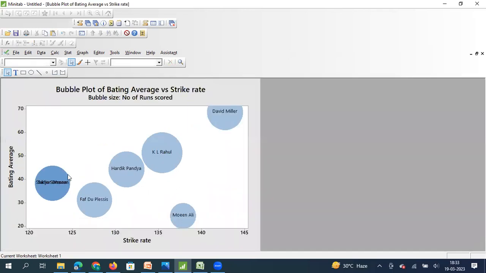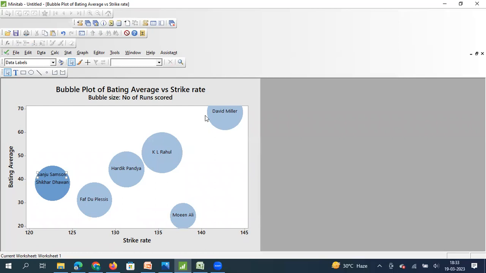So in this bubble chart, if you see, there are two batsmen literally overlapping. Shikhar Dhawan and Sanju Samson, their bubbles are almost overlapping. And if you see the other players, the size of the bubble differs. The size of the bubble represents the number of runs they have scored. And as the bubble gets closer and closer to the far right on the x-axis, his strike rate is high. And as the bubble gets higher and higher on the y-axis, the batting average is high.